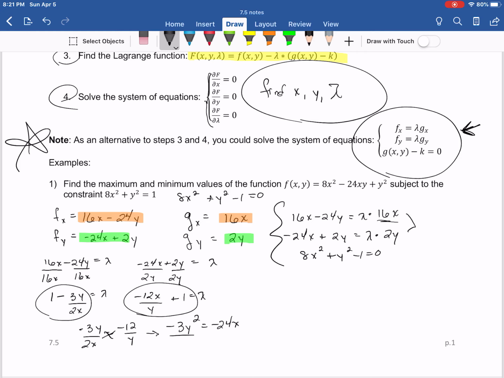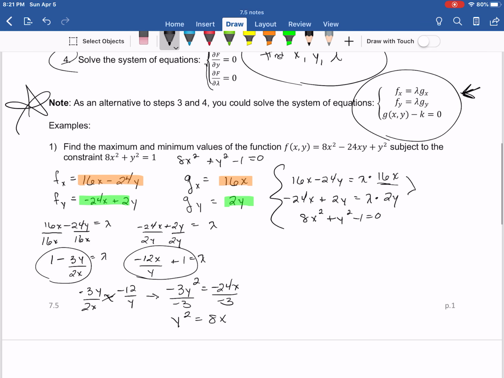I can divide out a negative 3 since that's evenly done on both sides, leaving you with y squared equals 8x. Y squared equals 8x. Now that's great. So all I did was I took the top two equations, I solved them each for lambda. Okay, and then I took those results and set those equal to one another and just played with it a little bit until I saw something that was going to be useful.